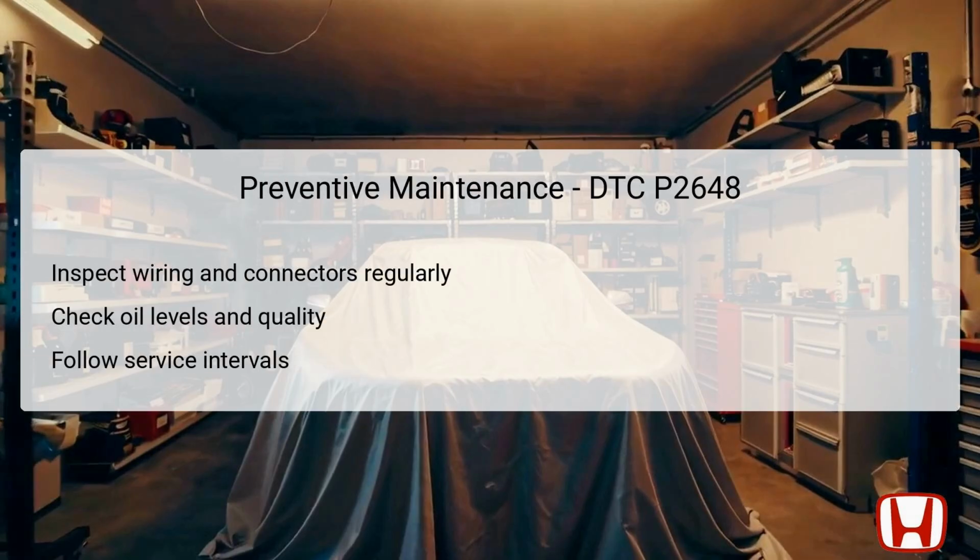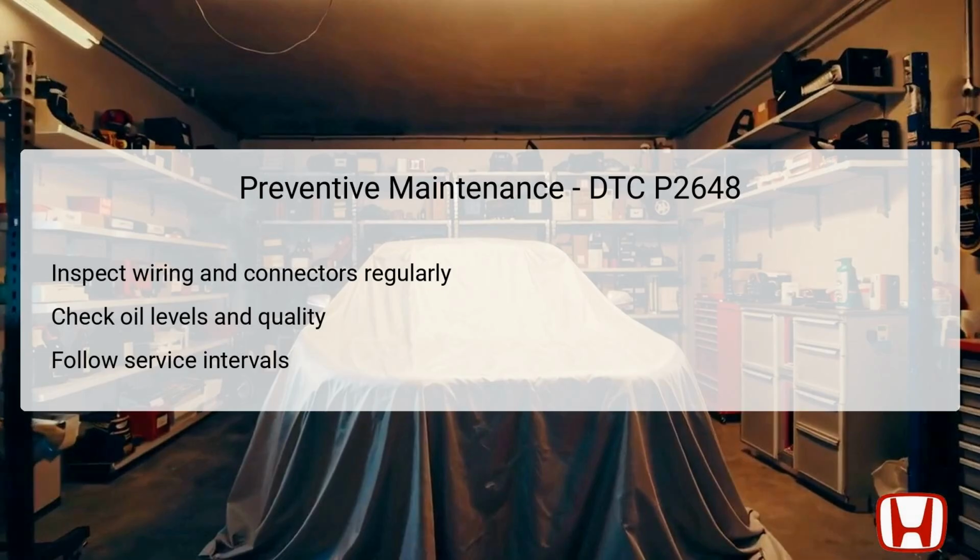To prevent future occurrences of DTC P2648, implementing a regular preventive maintenance routine is essential. Begin by inspecting the wiring and connectors associated with the rocker arm oil control solenoid A regularly to ensure they remain in good condition and free from corrosion or damage.